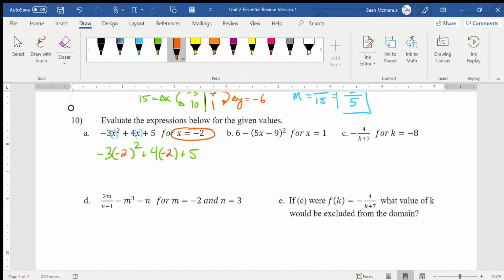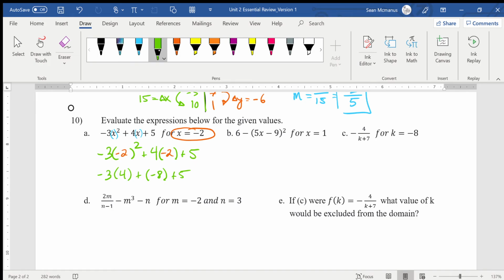By putting parentheses there, it is going to help me see what happens with the exponents especially. Even if I don't use the parentheses and I type it into the calculator, it's probably going to do it incorrectly, because the calculator doesn't know that you're evaluating a certain number. It's just going to do the order of operations however you plug it in. So I end up here with negative 3, and negative 2 squared is positive 4, plus 4 times negative 2 is negative 8, plus 5.